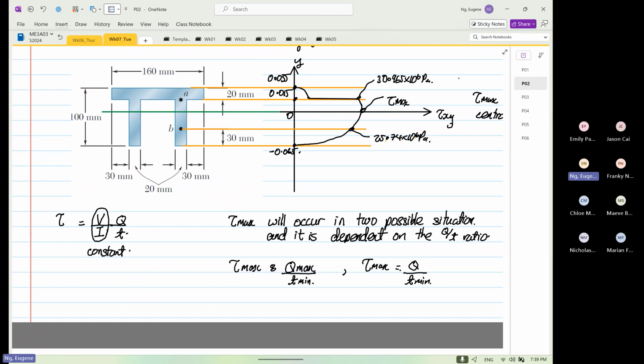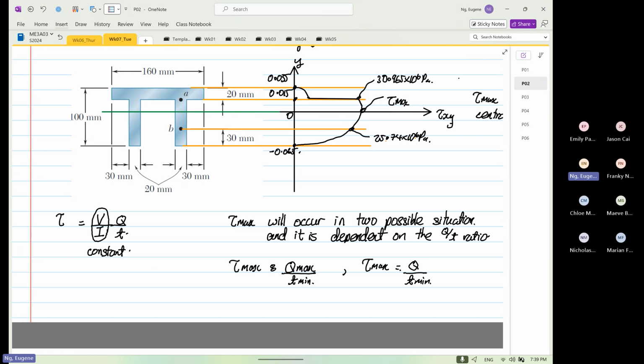Okay, so Q does not need to be what? At its maximum. Okay, but it also cannot be the smallest. It cannot be a Q mean, but it can be a what? A specific Q value.